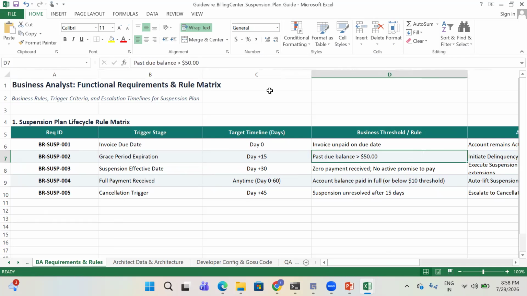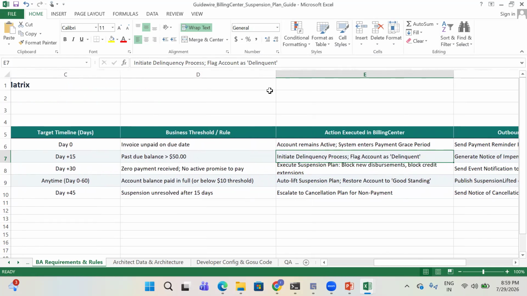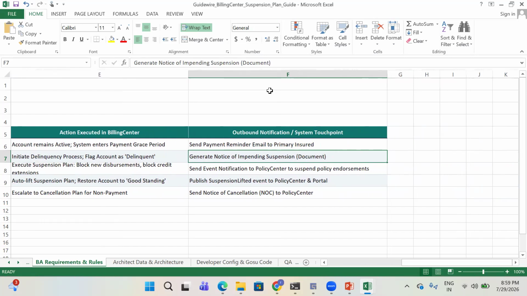So generally, this is past due balance, right? For example, there is a threshold limit where they're mentioning the due balance, if it is more than $50. If it is lesser than $50, then the system won't detect, because these are the kind of instructions we are giving a system to understand. So if past due balance is greater than $50, automatically this business threshold rule will be initiated, so that we will initiate the delinquency process wherein we need to flag the account as delinquent. Automatically, the system has to do that. For that only, we are writing the requirement. Subsequently, this has to be configured by the development team later on. So it automatically generates a notice as well as an impending suspension document here.